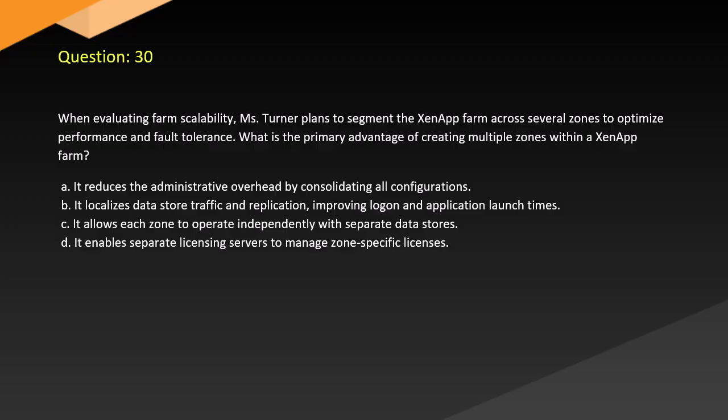Question 30. When evaluating farm scalability, Mr. Turner plans to segment the XenApp farm across several zones to optimize performance and fault tolerance. What is the primary advantage of creating multiple zones within his XenApp farm? A. It reduces the administrative overhead by consolidating all configurations. B. It localizes data store traffic and replication, improving logon and application launch times. C. It allows each zone to operate independently with separate data stores. D. It enables separate licensing servers to manage zone-specific licenses.